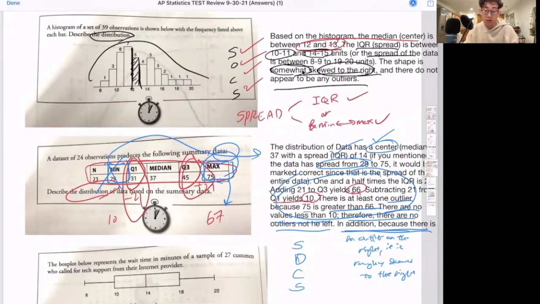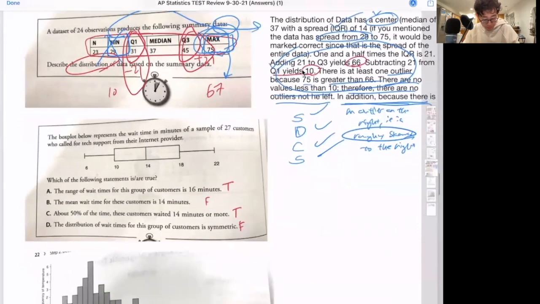If you said that the shape cannot be determined from this data set, I'm not sure, because we do have a clear outlier, so it's much more appropriate for you to say skewed to the right for the shape. Again, mention SOCS all the time.